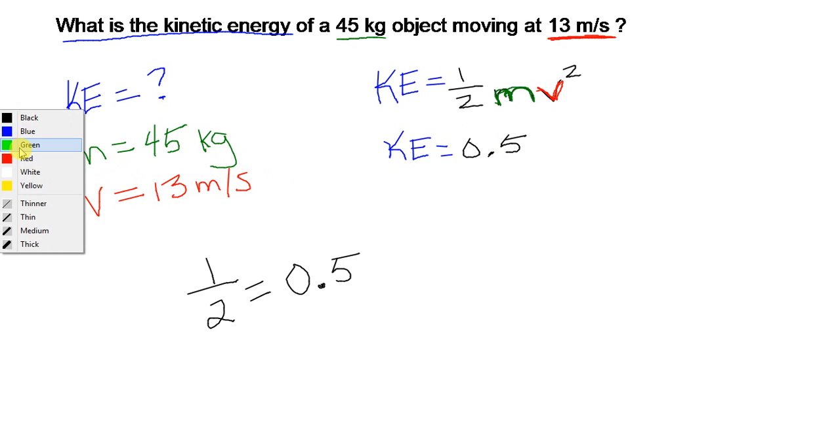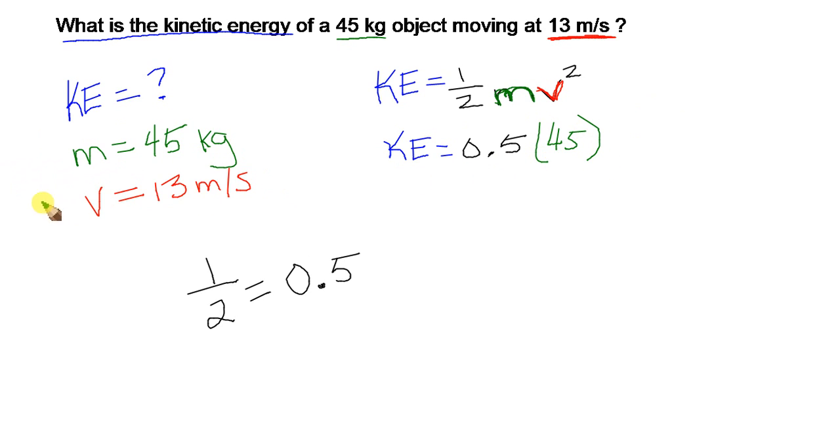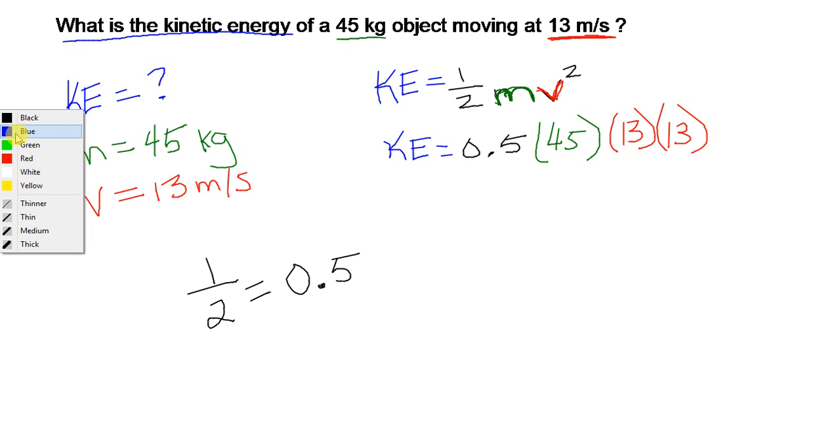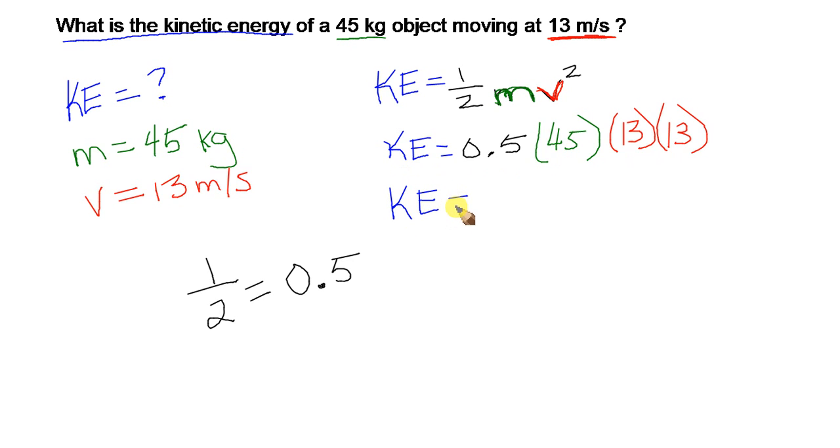I said that my mass was 45 and my velocity was 13. Remember that this tiny 2 right here means that velocity is squared, so I need to enter 13 twice into my calculator to get it squared. Step number 5 says to solve, so I'm going to type into my calculator 0.5 times 45 times 13 times 13. And I'm going to get back from my calculator that kinetic energy equals 3,802.5.